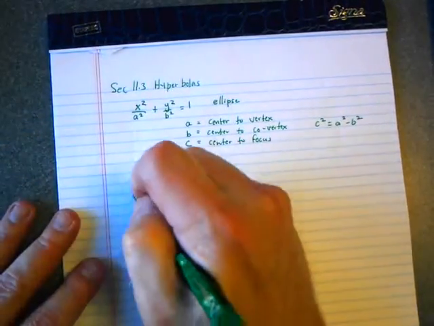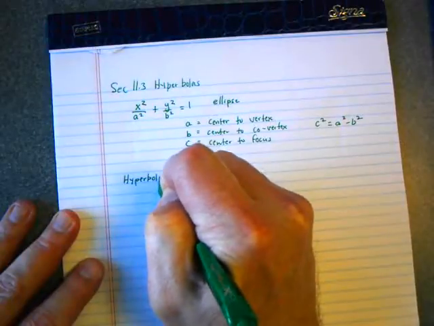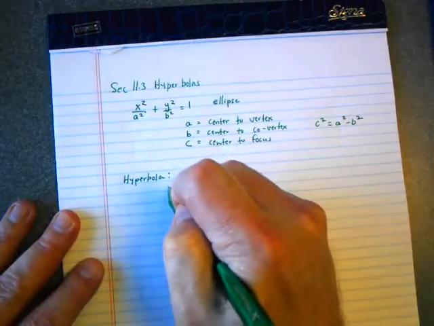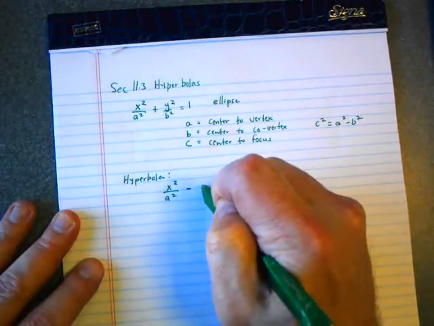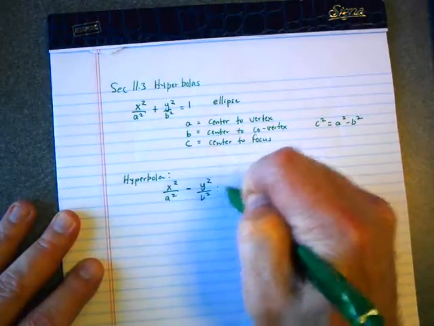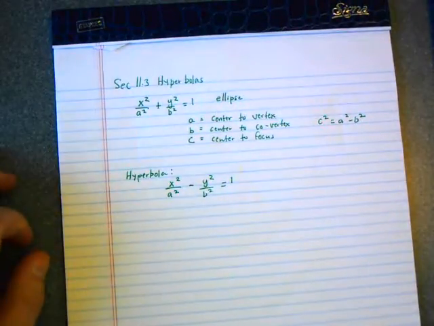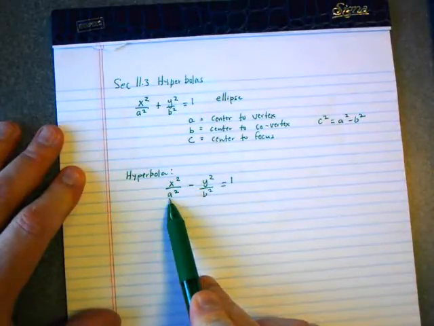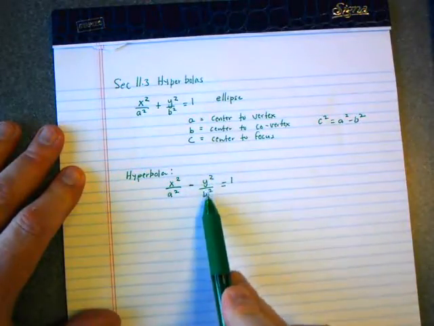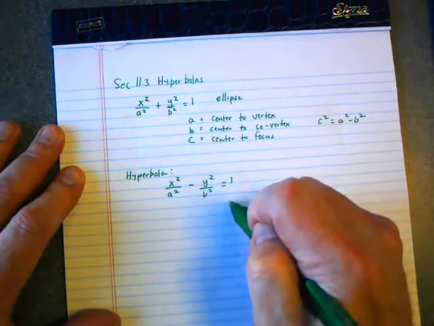All right, a hyperbola, we have very similar stuff. First off, the equation is almost exactly the same. The only difference is we have a minus in the middle: x squared over a squared minus y squared over b squared equals 1. And we're going to have a lot of the same information.